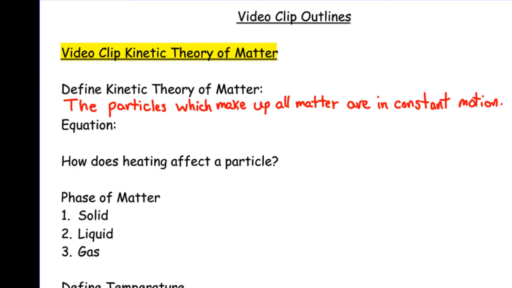Okay, now that you've got your video clip outlines available, go ahead and put the definition in for the kinetic theory of matter. The definition is that the particles which make up all matter are in constant motion. Go ahead and write that down. Okay, let's take a look at some other aspects of the kinetic theory of matter.